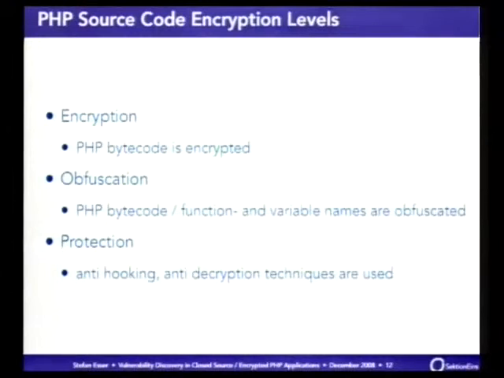So PHP source code encryption usually exists on three levels. First, we have the simple encryption, which means the PHP bytecode is encrypted. Then the second level is some kind of obfuscation. So within the PHP bytecode, they obfuscate function and variable names. The bytecode itself is not obfuscated by the current cryptors, only the names. And last but not least, the newer cryptors have some protection. Like I already said, anti-hooking functionality so that you cannot simply fuzz the application.